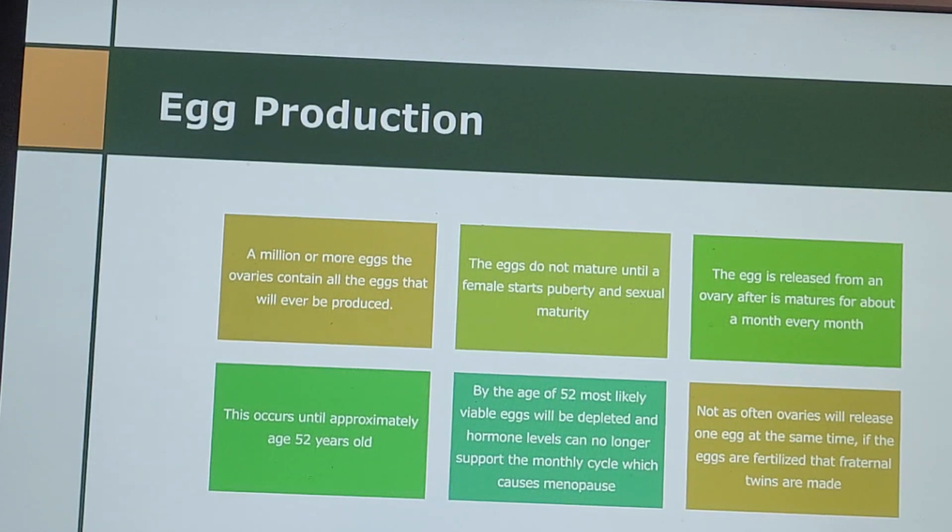By the age of 52, most likely viable eggs will be depleted and hormone levels can no longer support the monthly cycle, which causes menopause. Not as often, ovaries will release more than one egg at the same time. If the eggs are fertilized, that is when fraternal twins are made.